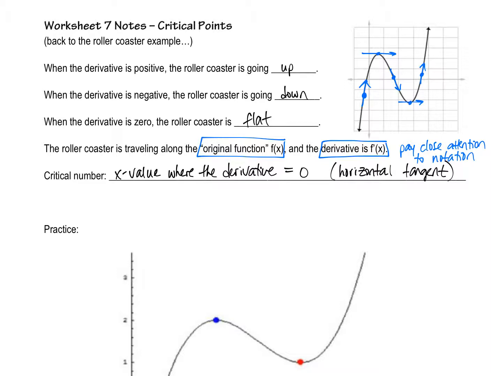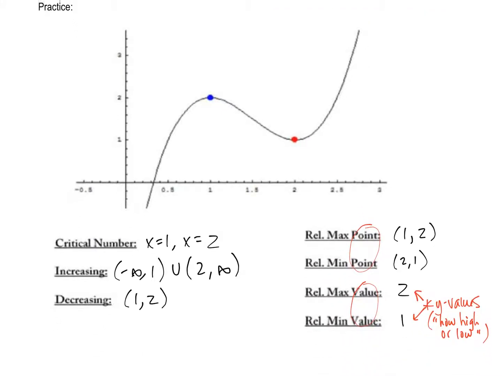That's what that means. When the roller coaster is traveling along the original function, which is f of x, the derivative is f prime of x. So make sure you're paying really close attention to the notation. That's a very, very small detail right there, that prime symbol, the apostrophe, but that's super important. So critical number, the new vocab word, is the x value where the derivative equals 0, where there's a horizontal tangent. So let's talk about this example here.